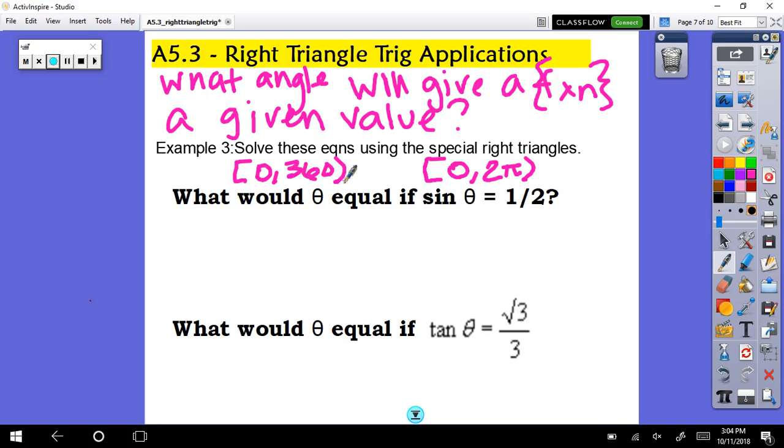So the question is, what would theta be if sine theta was 1/2? You can either look back at your 30, 60, 90 or think about your unit circle from yesterday, and sine is opposite over hypotenuse. So opposite over hypotenuse of 1/2 is 30 degrees, or pi over 6 if we're talking about radians.